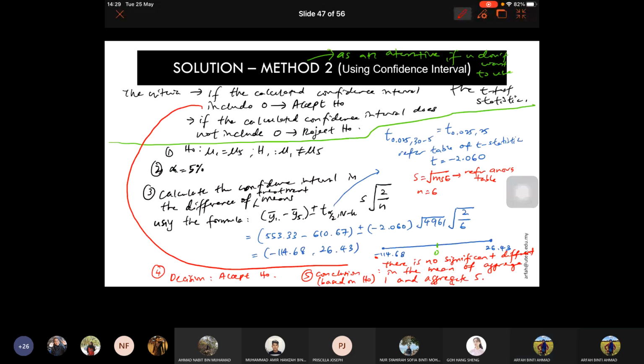Dan? Ada soalan tak? So siapa yang nak salin, saya bagi salin.